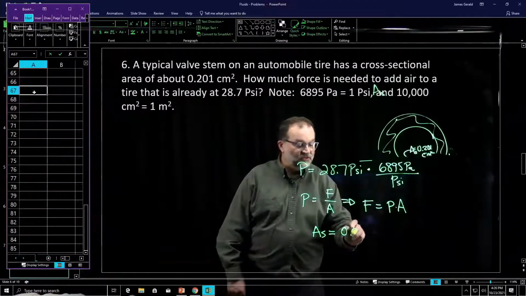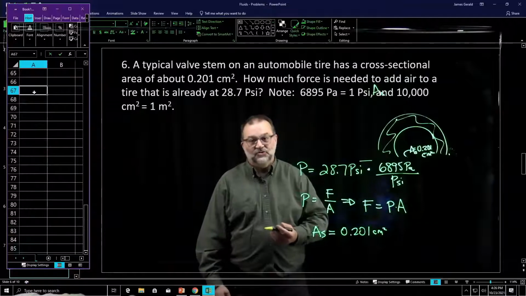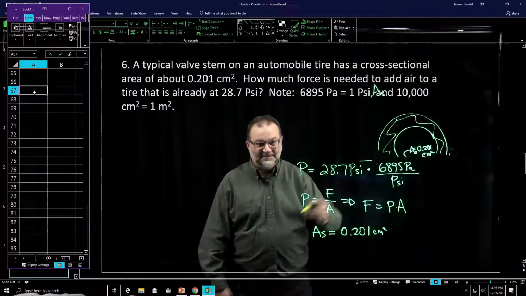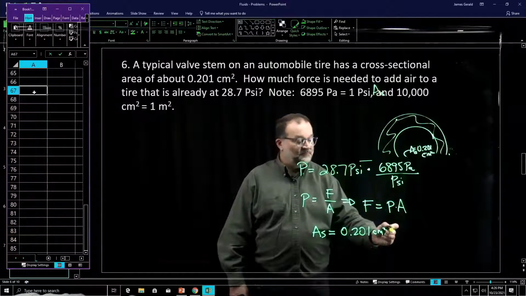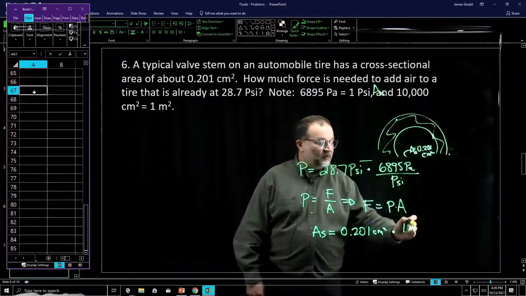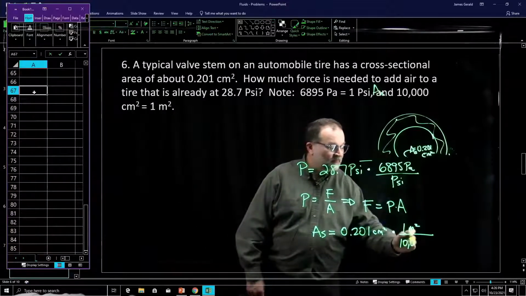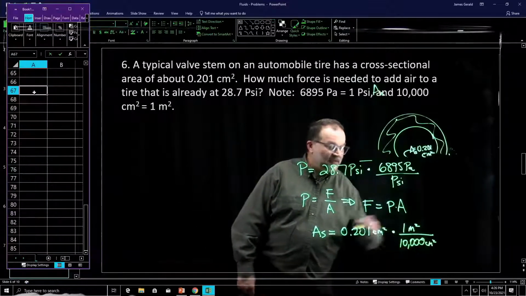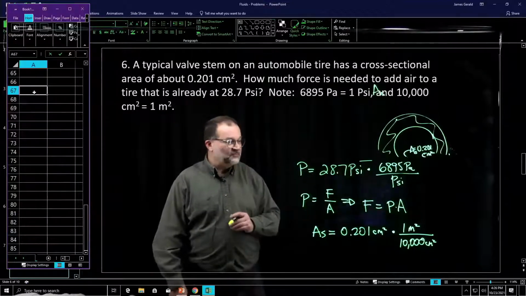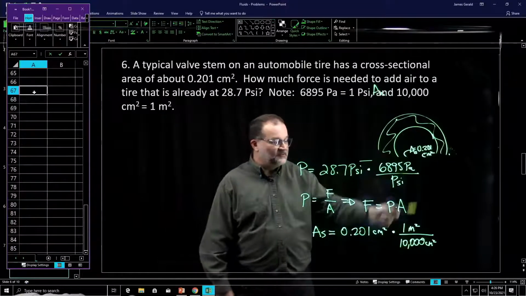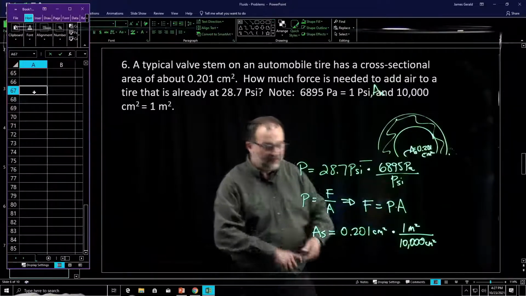A_S is 0.201 centimeters squared, but we need to get it to meters squared because that's the unit that goes with pascals in multiplying here. And so we've got 1 meter squared per 10,000 centimeters squared. That's going to get rid of centimeters and convert to meters squared for us. We'll have pascals and meters squared. We'll multiply them together, and that'll give us our force. So let's get to work.